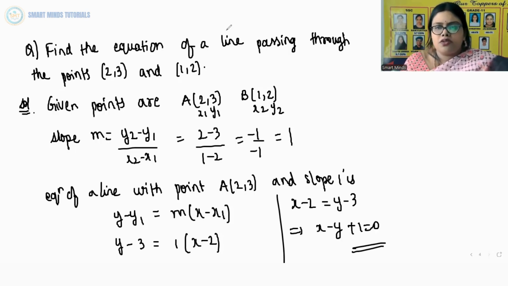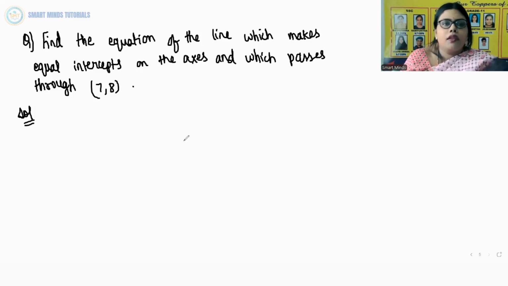Either you can do it this way or directly you can apply the two-point form formula. Even that is easier. Now take the next question. Find the equation of the line which makes equal intercepts on the axes and which passes through (7, 8). So whenever you find this term intercepts, always remember we need to use the equation of a line in intercept form.